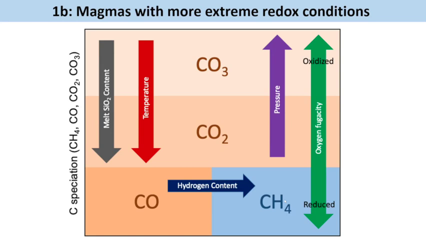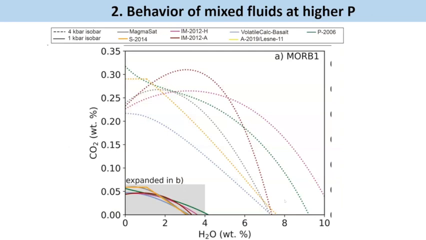So we also need more experiments if we want to look at other planets that are parameterizing that. The second uncertainty that we found was how models deal with mixed fluids. So for example, this is showing a basalt composition, and this isn't a problem at low pressure. All of these lines, the solid lines are at 1 kilobar, they're kind of similar.